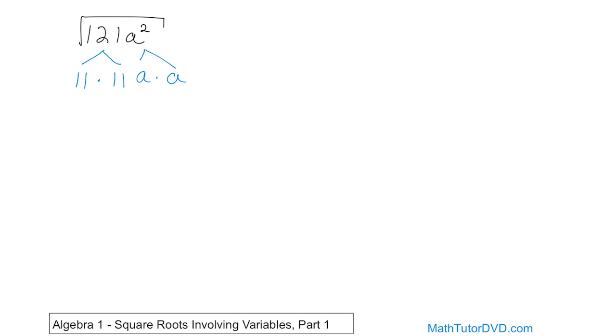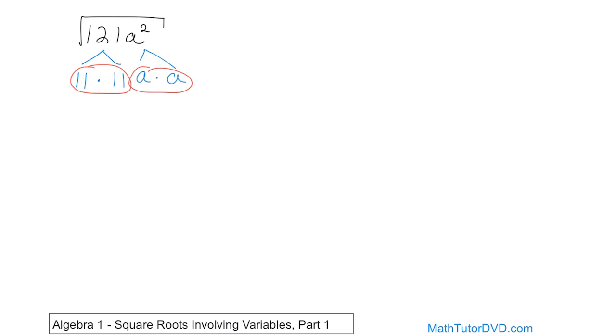So now you look for pairs, right? Because you can't break 11 into anything simpler because it's already prime, and you can't break a or the other a down into anything simpler because it would just be 1 times a. So you can kind of think of this as simple as you can go in the variables. So now you look for pairs. I see a pair of 11s, and I see a pair of a's.